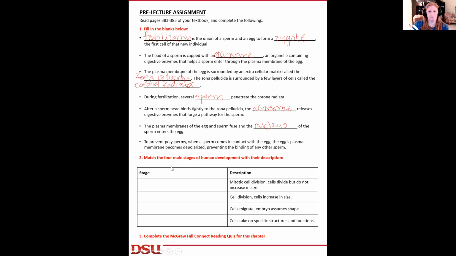Okay, four stages of human development with their description. When the cells are dividing, but they're not actually increasing in size, this stage is called cleavage. So the cells are increasing in number, but not in size. Cell division where the cells will increase in size is called growth.